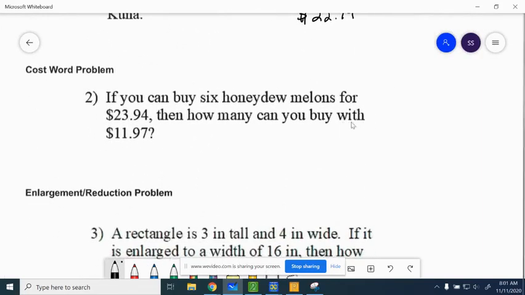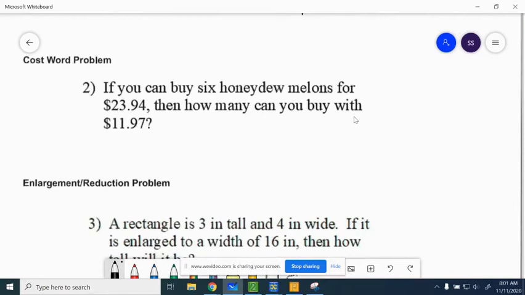So we've got a cost word problem. Number 2 says if you buy 6 honeydew melons for $23.94, how many can you buy with $11.97? So let's take a look here. Let's set this up as H over dollars. So we had 6 over 23.94 is equal to, we're looking how many we can buy with 11.97. So we're going to put that on the bottom row to keep this consistent. So 11.97, and we want to find out how many melons we can buy. So we're going to put the x on top.